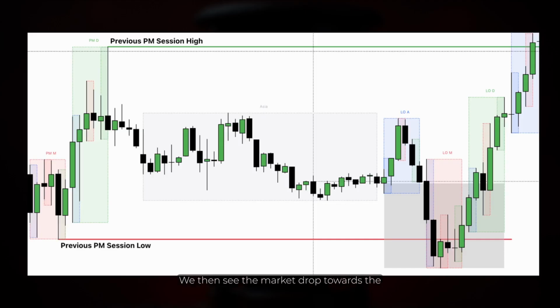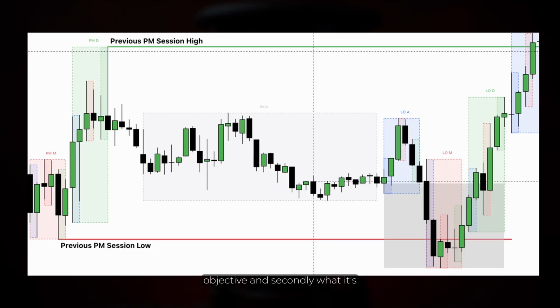We then see the market drop towards the downside, and we see it drop below the Asia session low, which is this low. And we see it drop below the previous afternoon session low, the previous PM session low. Eventually the market forms a low here during London, and the market begins to expand towards the upside. What is it referring to? Well, first of all, it is referring to the buy side liquidity engineered above these highs right here as a first objective.